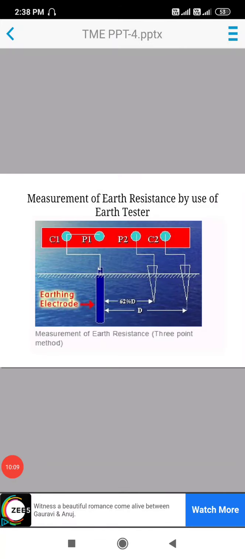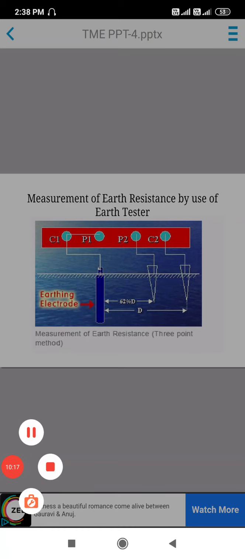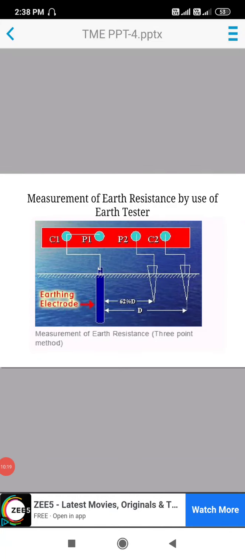Then we have to study how to measure the earth resistance. For that purpose we have to use the earth tester. There are two methods. The first one is the 3-point method and the second one is the 4-point method. You have to see here the 3-point method. Three electrodes are used. Suppose you consider a 20-meter distance. At the first point there is an earth electrode, at the last point there is one electrode, and in the middle there is one electrode.